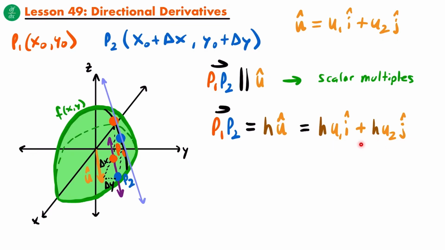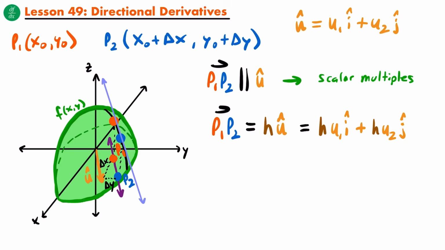Okay, so that's one way that we could represent this vector P1P2, but another way that we could represent it is using delta x and delta y, right? If you're going to find a vector using two points, you take the coordinates of the terminal point and subtract the coordinates of the initial point. So we would take these coordinates for P2 and subtract out P1, so you'd have x sub 0 plus delta x minus x sub 0, just giving you delta x. And then you'd have y sub 0 plus delta y minus y sub 0, just leaving you with delta y.